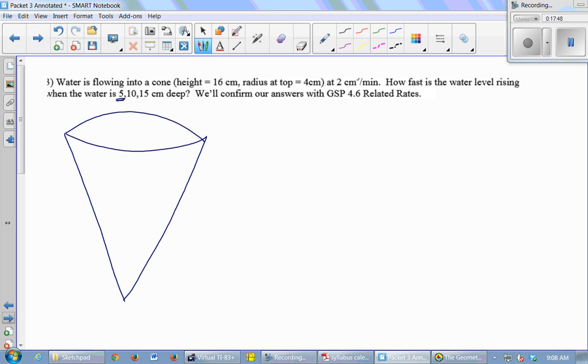It has a height of 16 centimeters. So there's the top of my cone. 16 centimeters. All right, and it has a radius at the top of 4 centimeters. Okay, and water is pouring in, right? Water is going into this cone.